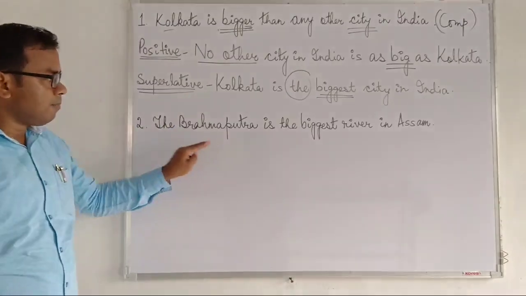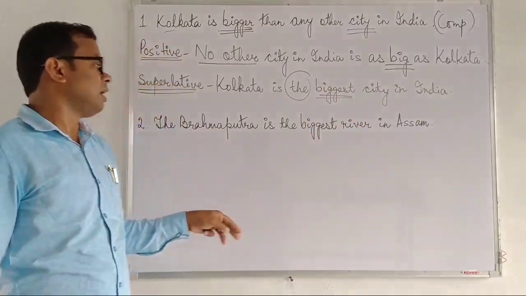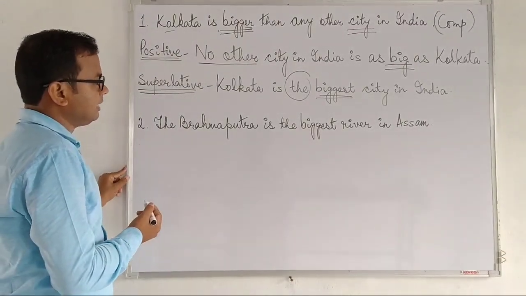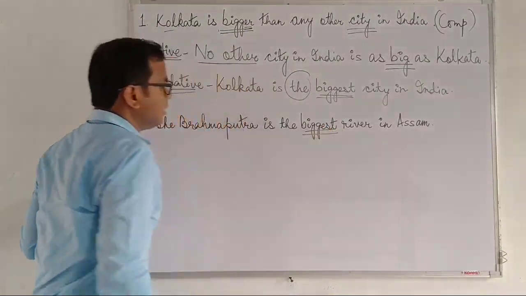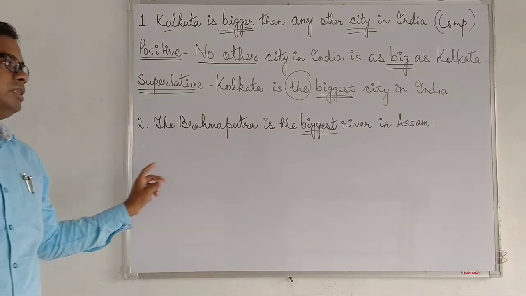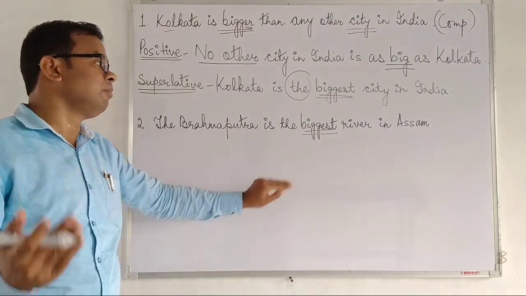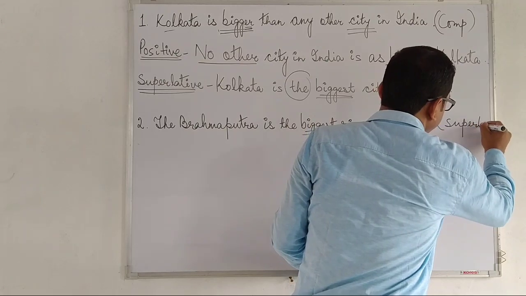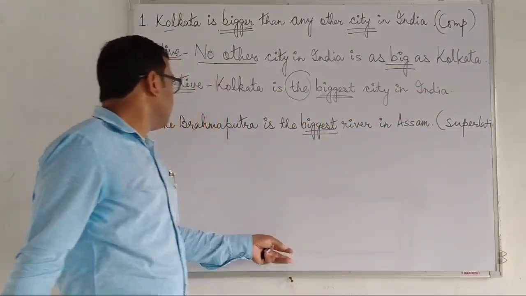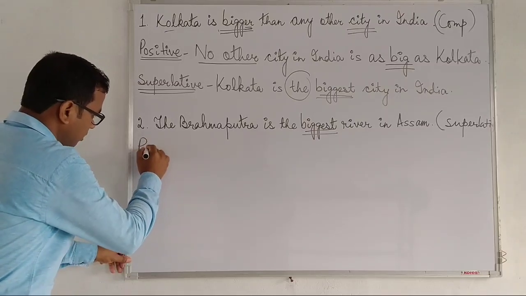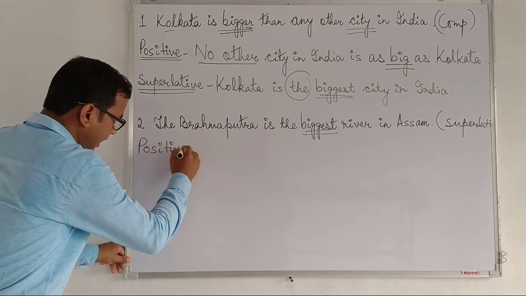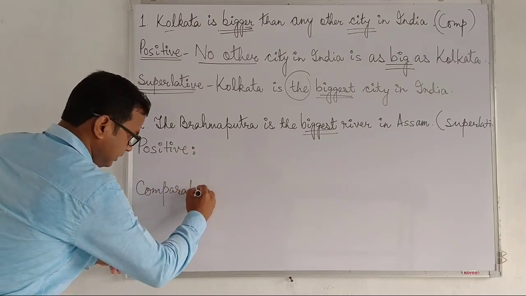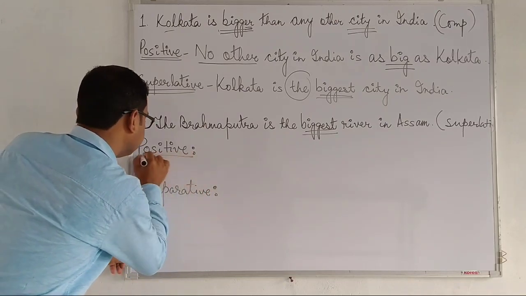Now second example, the Brahmaputra is the biggest river in Assam. So let us check the adjective first. Biggest is the adjective. So it is in what form? This is superlative form, so we can identify easily. Now at first we need to convert it to positive. Then we need to change it to comparative.